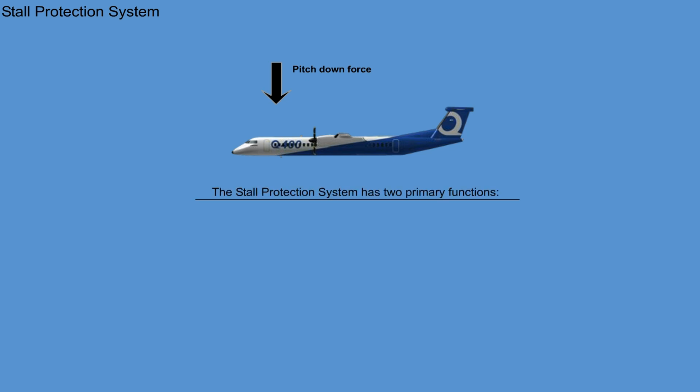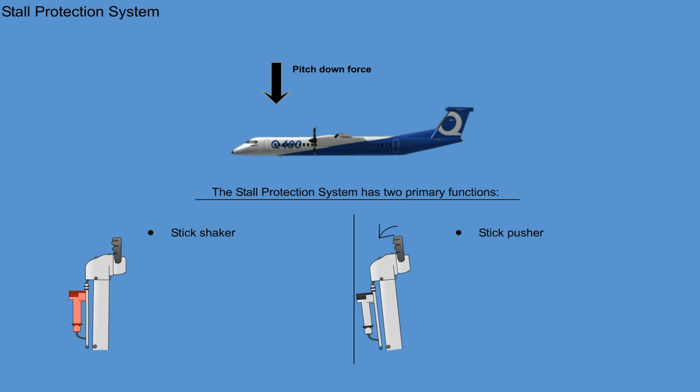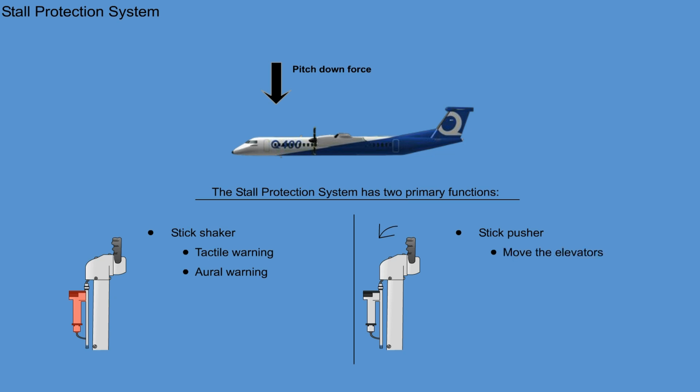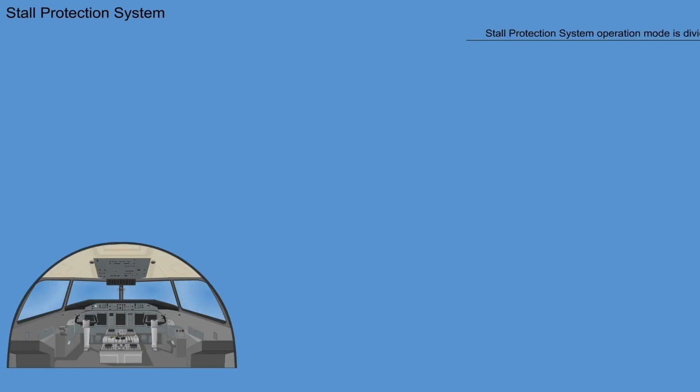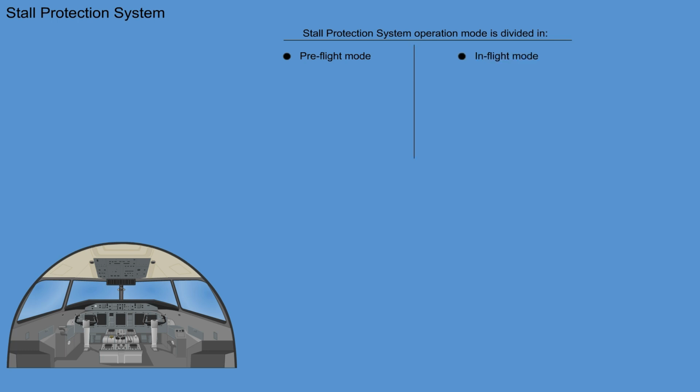The stall protection system has 2 primary functions: the stick shaker and the stick pusher function. The stick shakers give a tactile and aural warning of a near stall condition, while the stick pusher is used when the aircraft is in a stall condition to move the elevators, reducing the wing angle of attack. The stall protection system operation mode is divided into the pre-flight mode and the in-flight mode.